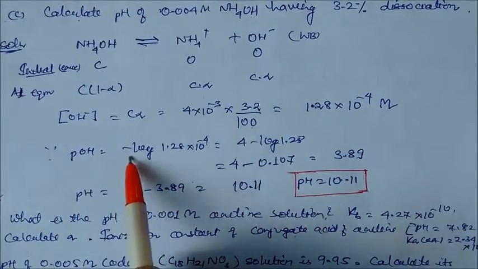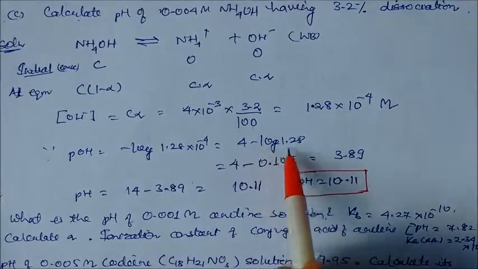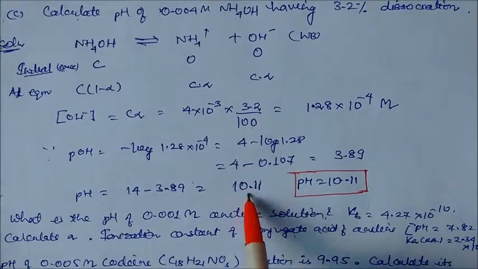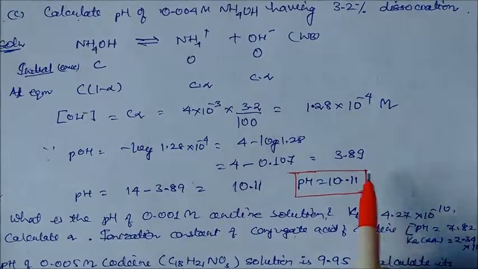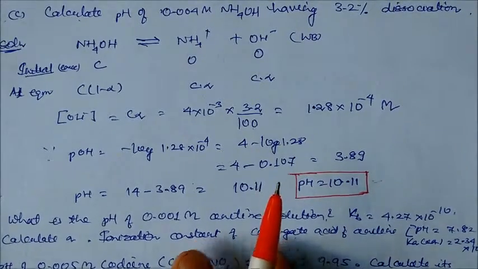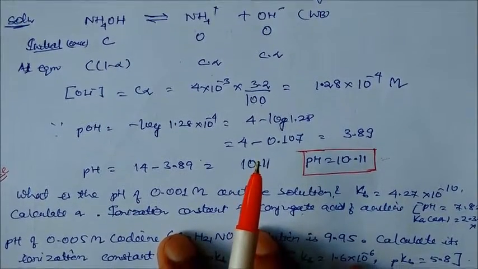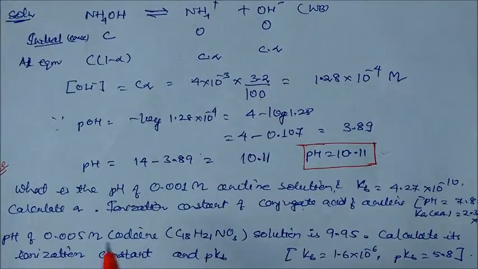pOH is equal to minus log of this value, that is 4 minus log of this much. So pH will be 10.11. This is the pH value. So the easy questions, once you understand the basic concept, you can attempt many similar types of questions comfortably. So just practice these questions.